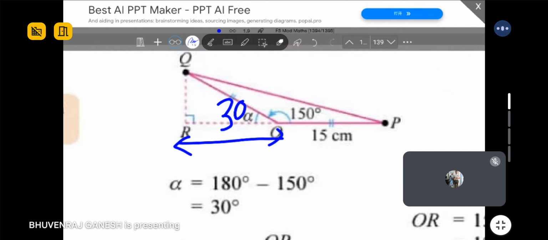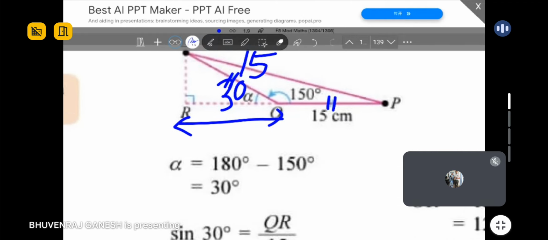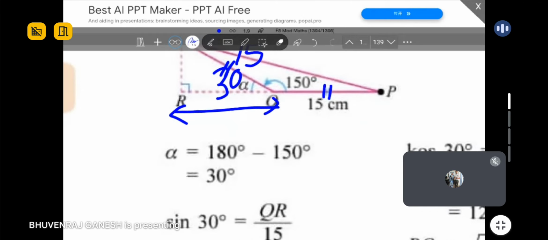Wait, guys. Sorry. These two are the same length. Yang ni soalan dah bagi tahu. Okay, dua ni sama panjang. So yang ni pun 15. Okay, this length is also 15. Okay, so means that you can find QR. Kamu boleh cari QR.